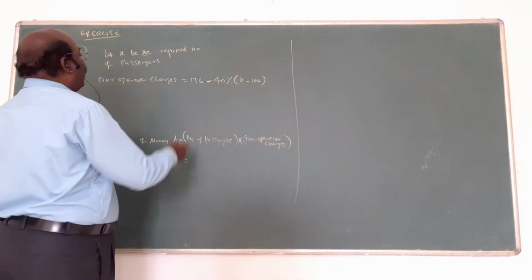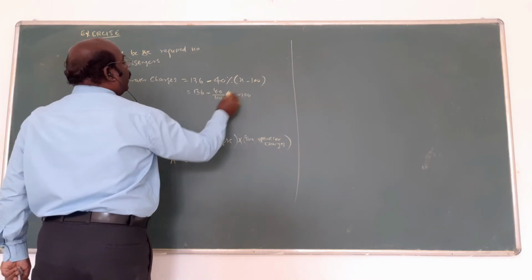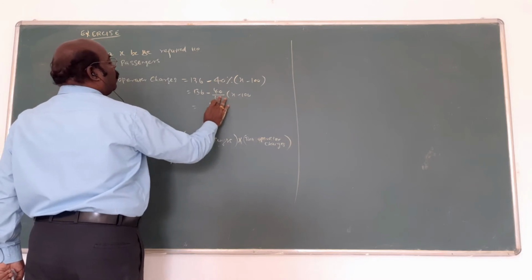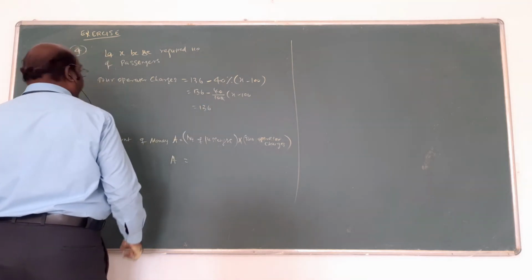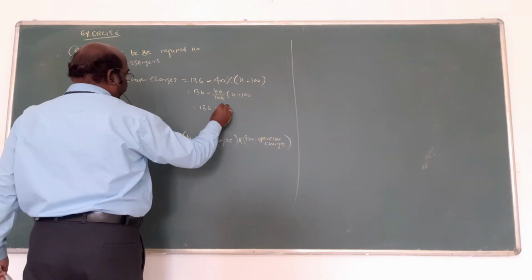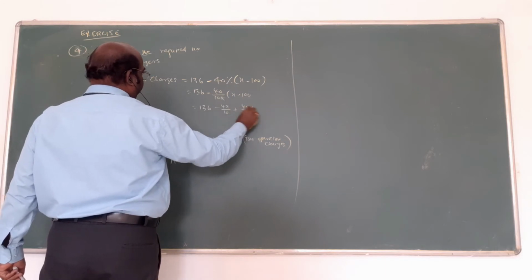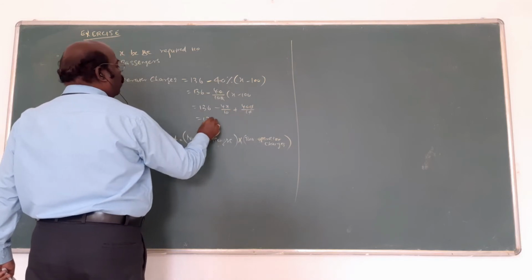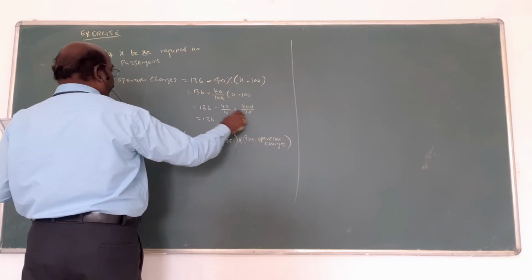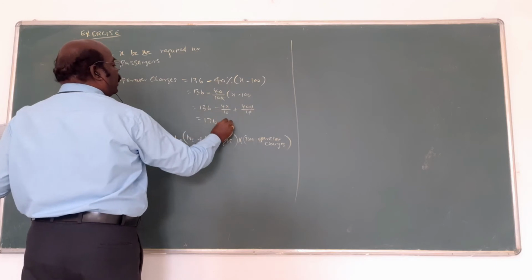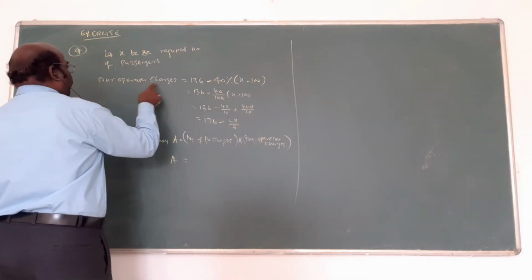This is the concept. Now 136 minus 40 by 100 times x, the 100 and the 10 cancel. So 136 minus 4x by 10, minus, minus plus, now 400 by 10 cancels. Therefore it becomes 136 plus 40, adding together 176, minus 2x by 5, which is what the tour operator charges.